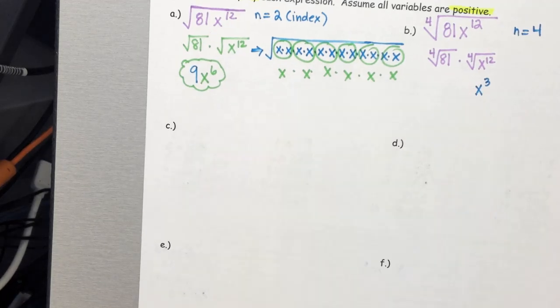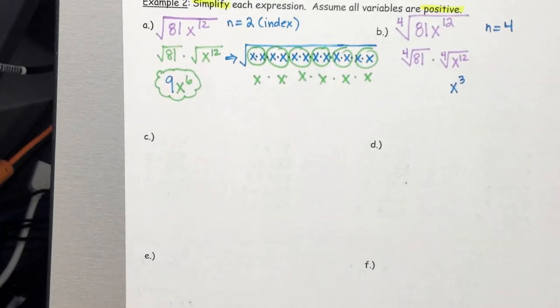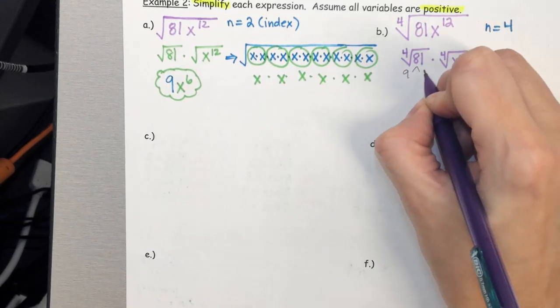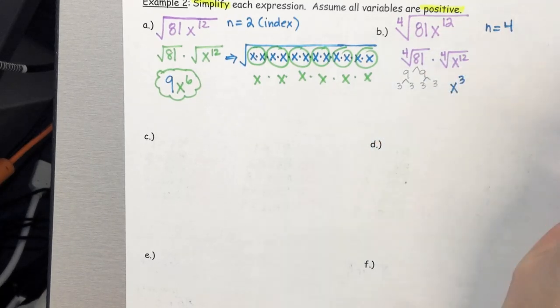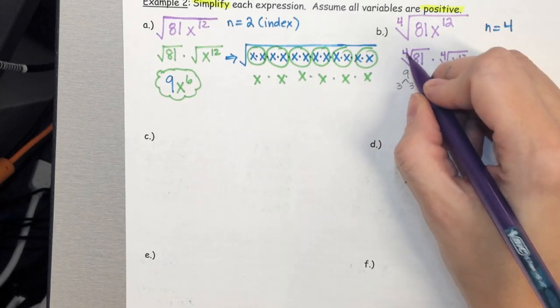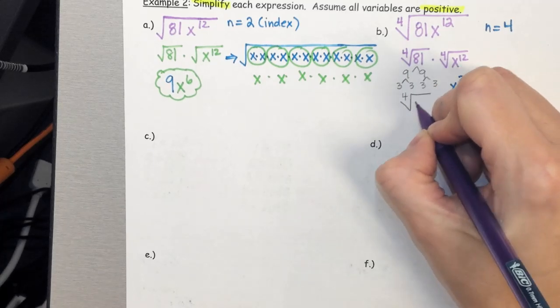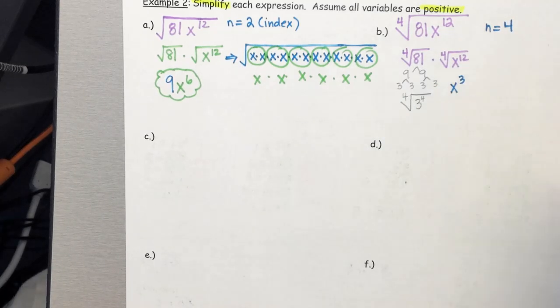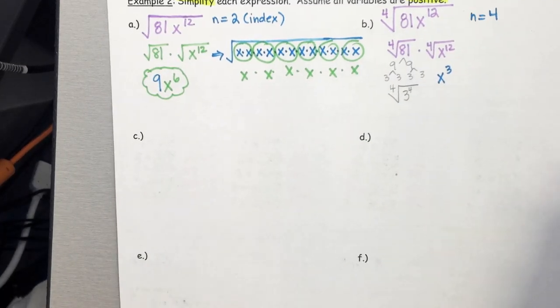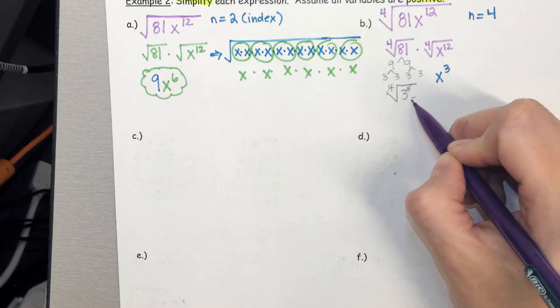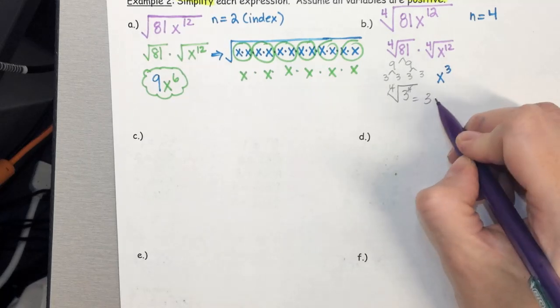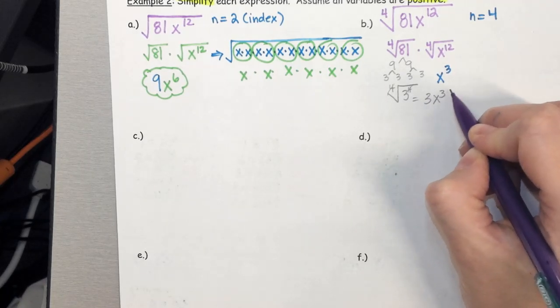Now for 81, you can do your factor tree, and 81 we know is 9 times 9, and we know that breaks up into 3 and 3 and 3 and 3. So what the 4th root of 81 is equivalent to is the 4th root of 3 to the 4th, right? So what happens when you take the 4th root of 3 to the 4th? It cancels out and you're left with 3. Okay, so your final answer is 3x cubed.